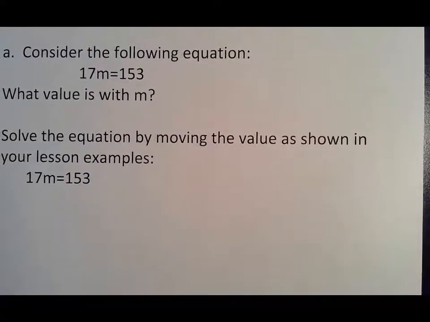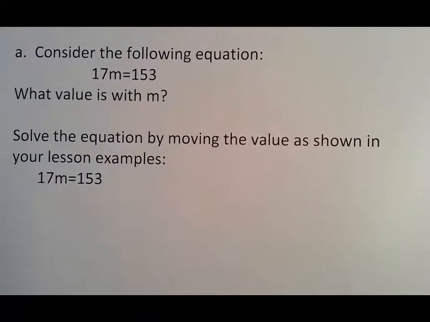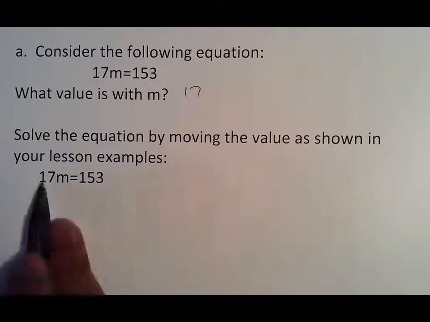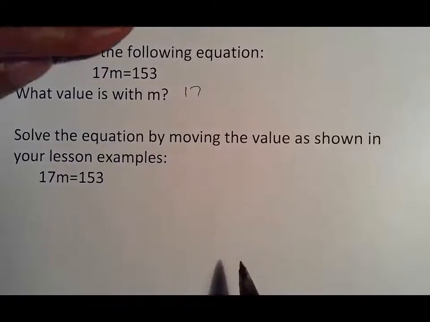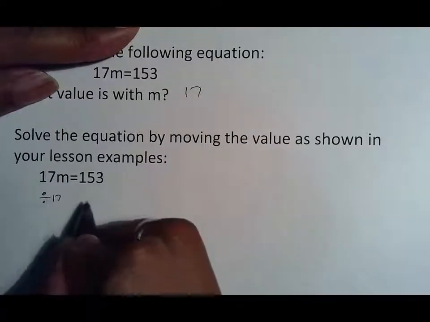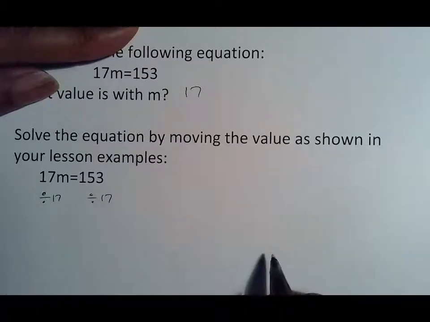Consider this example. 17m equals 153. What value is with m? Well, again, that would be the 17. And so then it's going to say solve the equation just like we did before. But again, in those 4 boxes, you're not going to put over 17. You're going to put divided by 17, divided by 17.